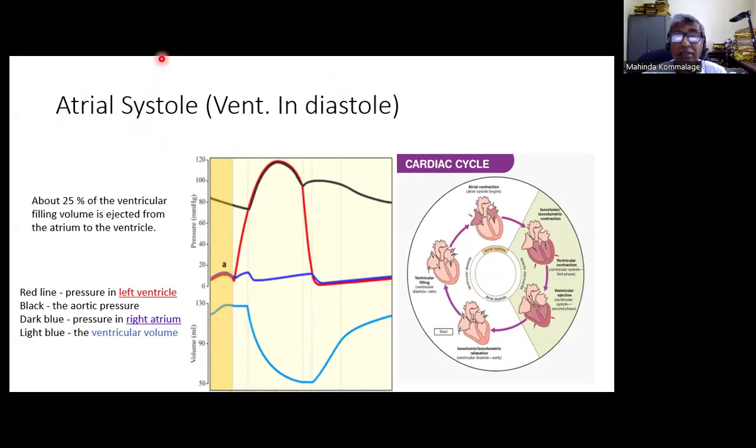When with the contraction. Do you remember? Anybody? Ventricular systole. What is systole and diastole? What are the Sinhala terms? Yes.